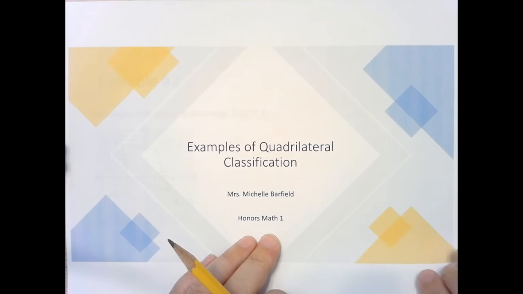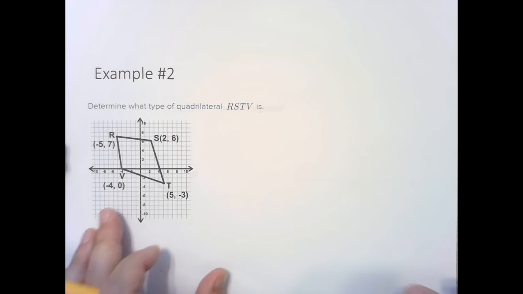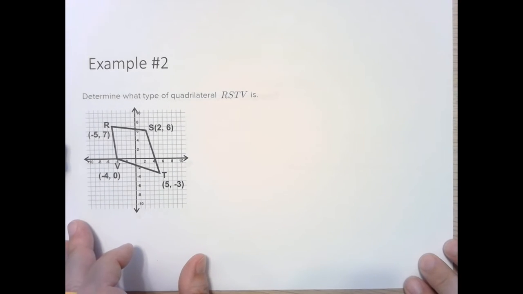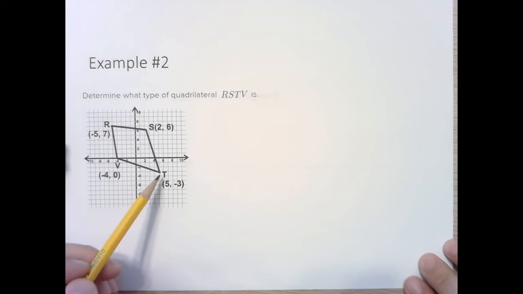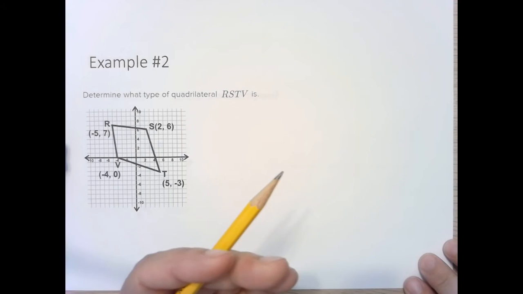All right, you guys, so let's look at our second example. It says determine what type of quadrilateral RSTV is. Okay, so we have our picture. Now I'm going to make a guess as to what I think I'm dealing with, because that'll help guide me towards what calculations I may need to look at.